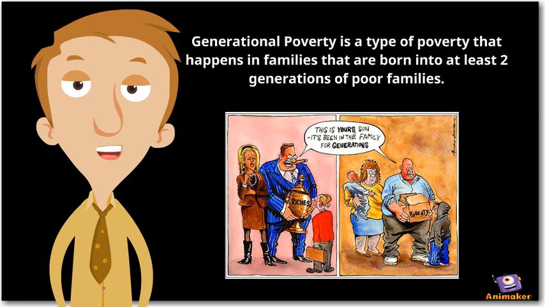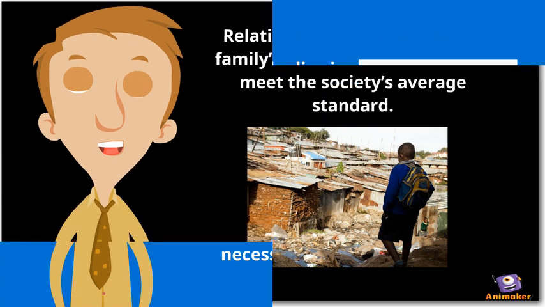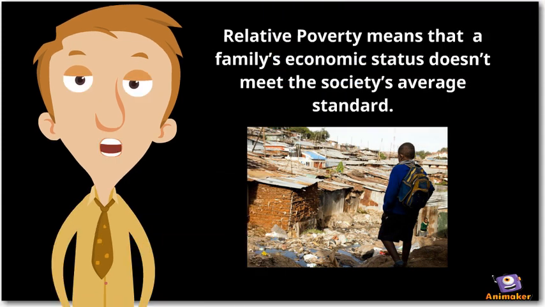Generational poverty is a type of poverty that happens in families that are born into at least 2 generations of poor families. People who live in absolute poverty are people that are trying to survive daily. They are people who lack food, water, shelter and other necessities. Relative poverty means that a family's economic status doesn't meet the society's average standard.